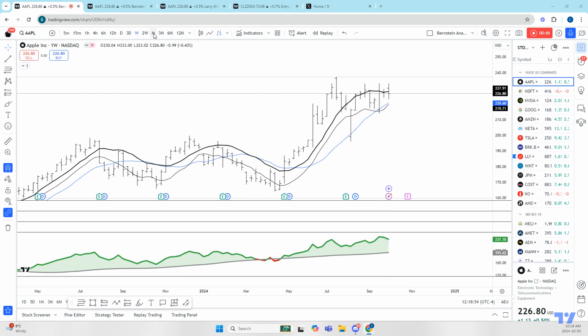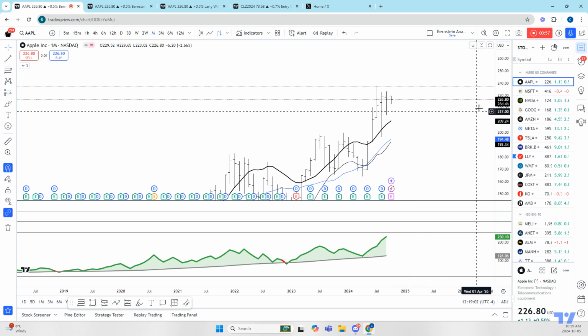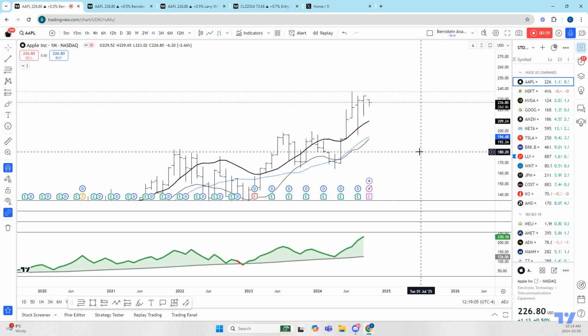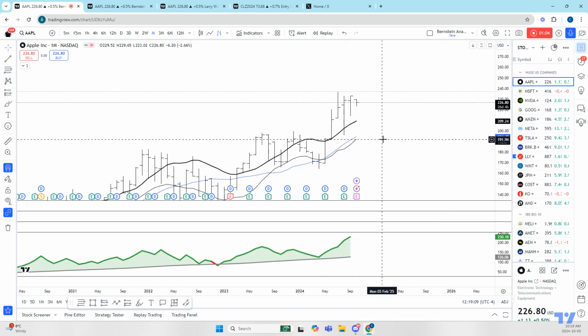Now, on the monthly, the pullback would have to be a lot greater for me to get involved on the daily chart. That'd be a pullback to 192.46, which is a long way away from price. So basically for me, Apple is in a strong uptrend. Any pullbacks would be for buying.